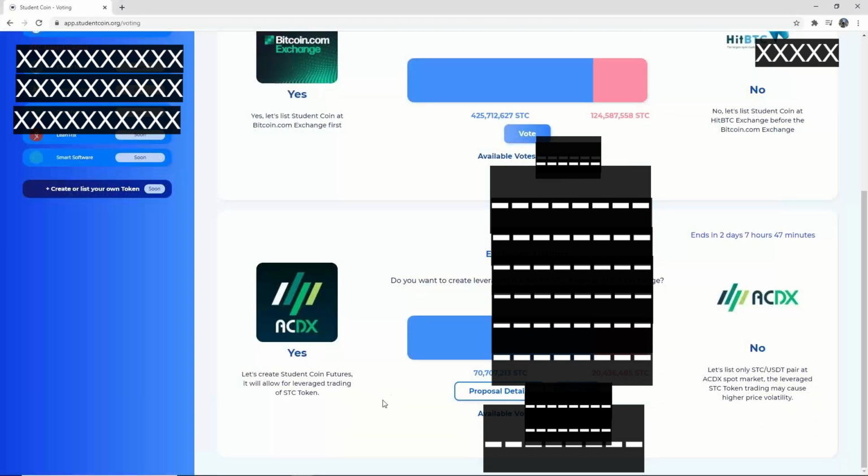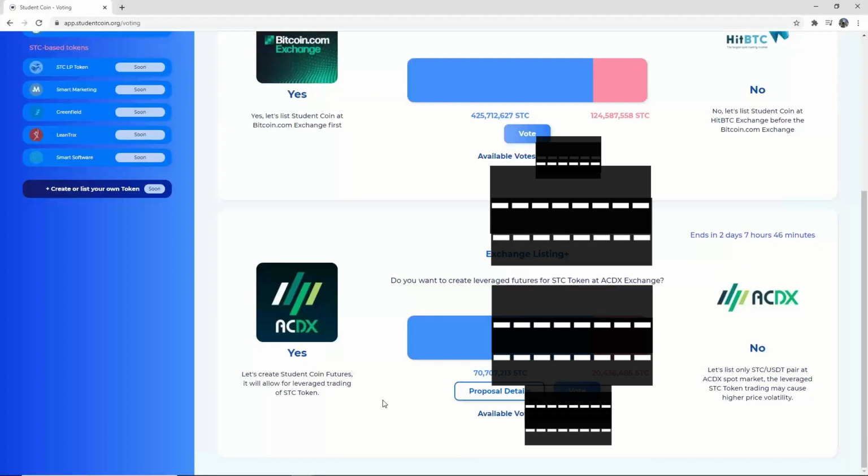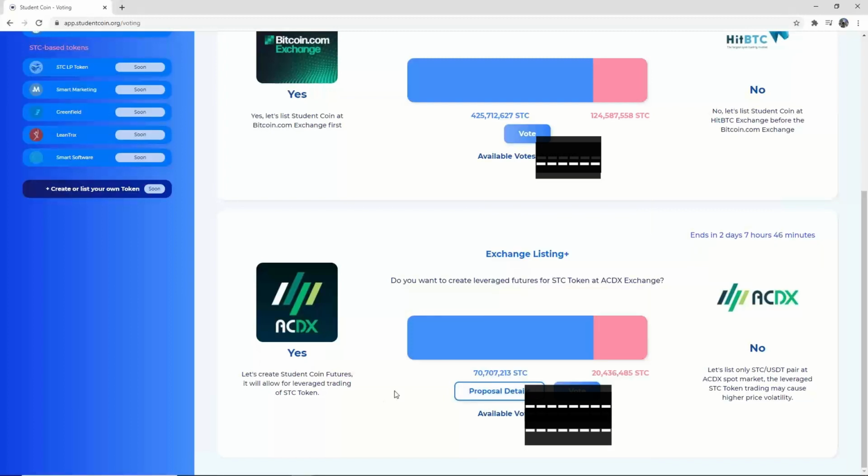Then there's a major exchange listing, number 2. This one's similar in terms of the percentage of vote, and we're going to go check the proposed details quite shortly, but do you want to create leveraged futures for STC token on ACDX exchange? So it's just a simple yes or no. This one's got 2 days left. The other one's got 7.5 hours left. And this is to do with futures and leverage trading.